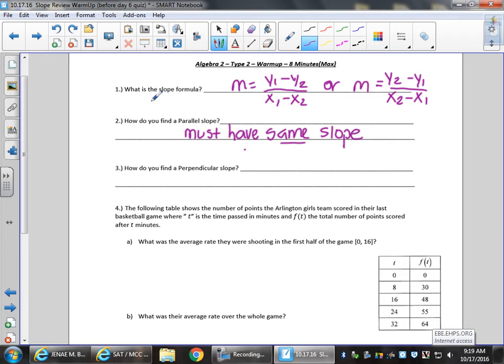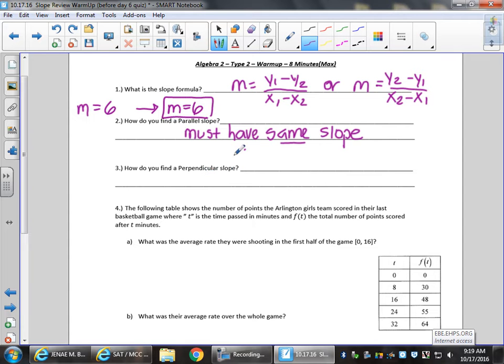So if I were to give you an example of, let's say I gave you the slope 6. What's a parallel slope to m equals 6? And you're done. Very good. Exact same slope. What about perpendicular lines?